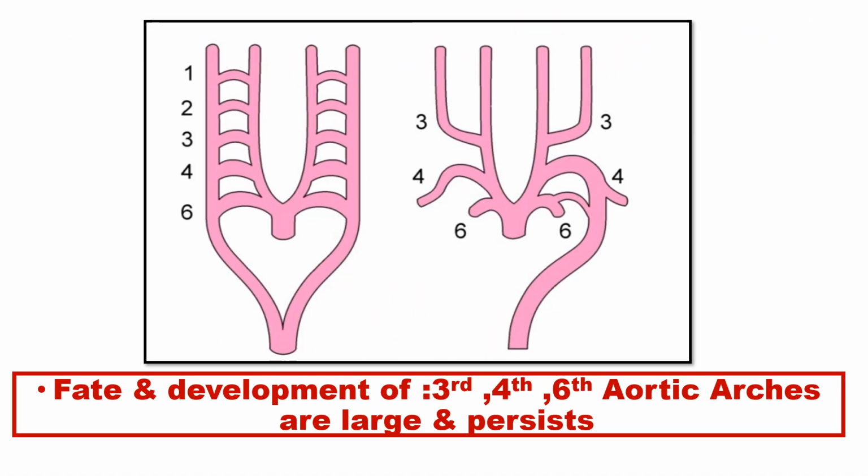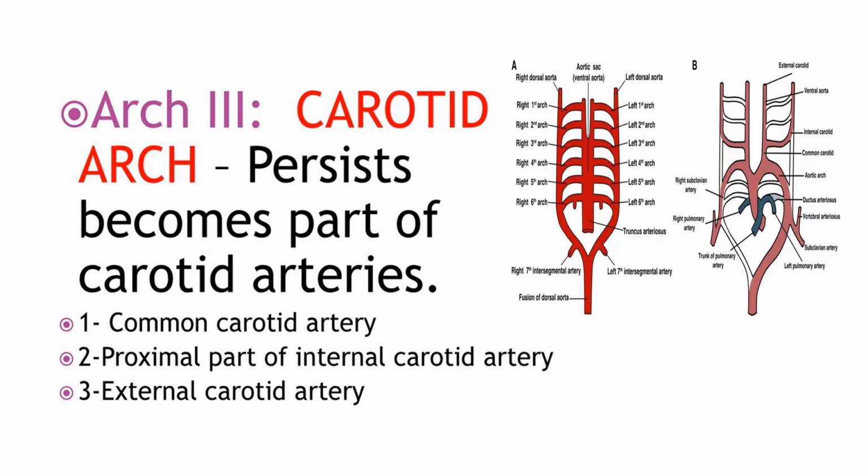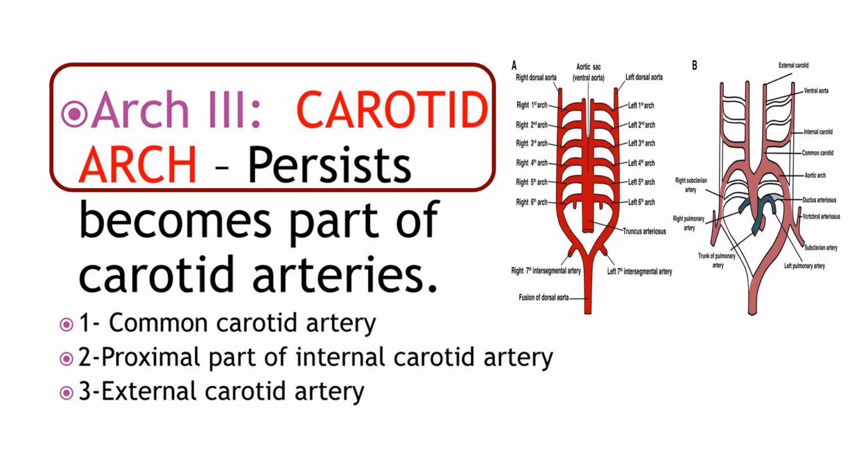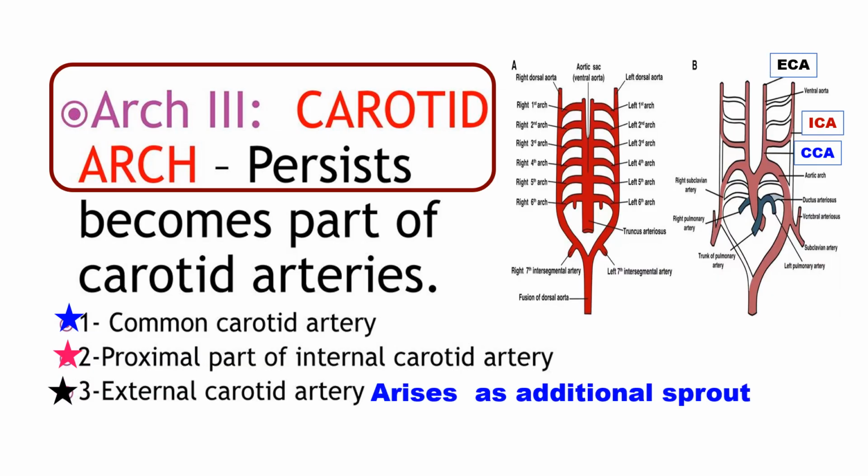Coming to the fate and development of the third, fourth and sixth aortic arch arteries, which are large and persist and give rise to the final vascular system of the fetus. The third aortic arch artery is known as the carotid arch artery and persists on both sides. It becomes the major part of the carotid arterial system. It forms the common carotid artery and the proximal part of the internal carotid artery. The external carotid artery arises as an additional sprout from the carotid arch or the third arch.